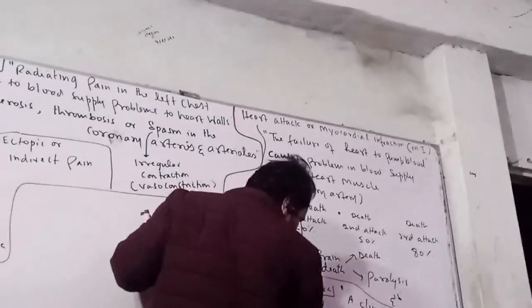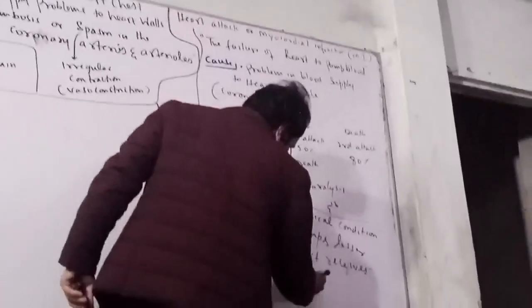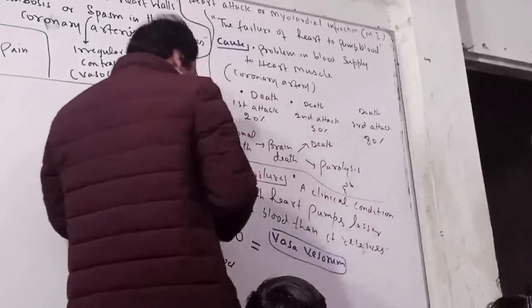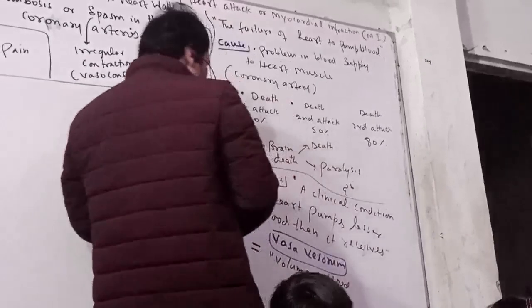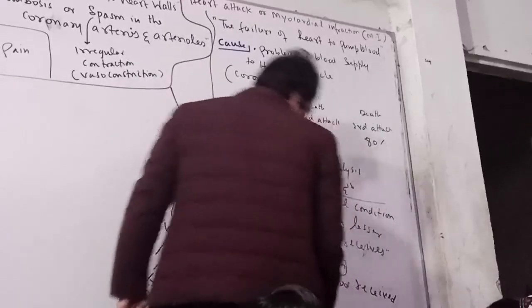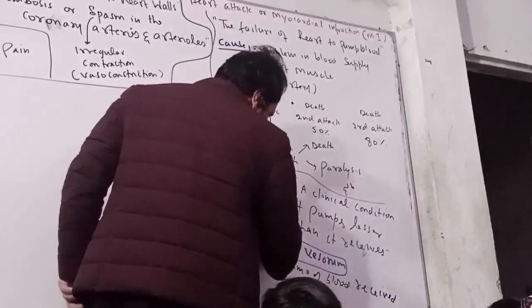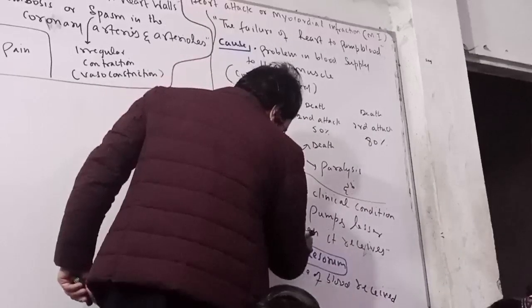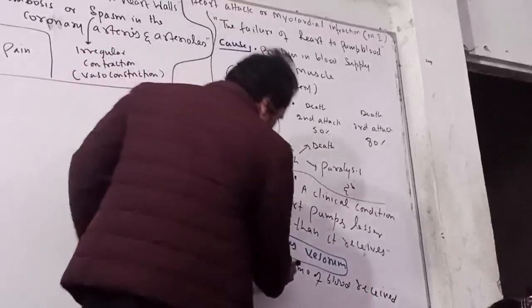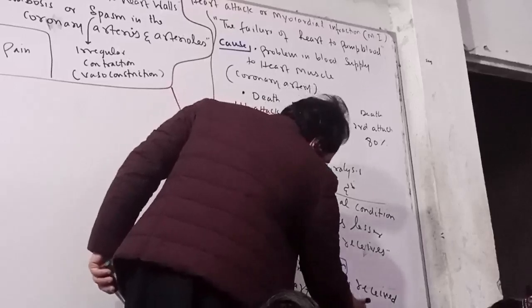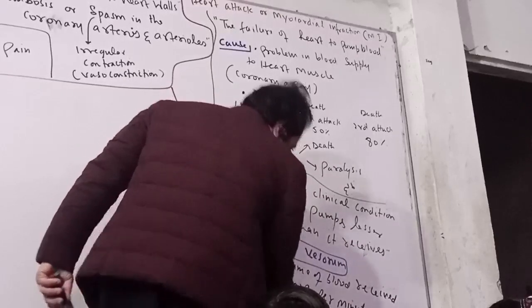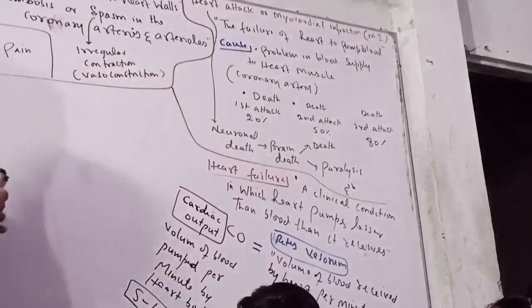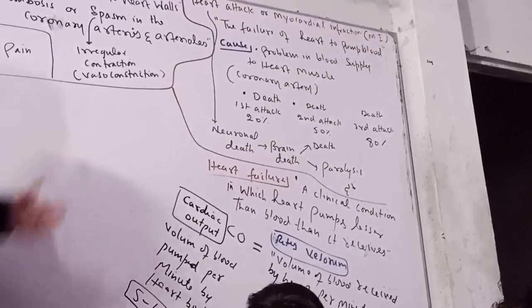Venous return defines the amount of blood received by the heart from the body: the volume of blood received by the heart per minute. The heart receives about 5 to 6 liters of blood and pushes 5 to 6 liters of blood. In a normal condition, cardiac output and venous return are equal.